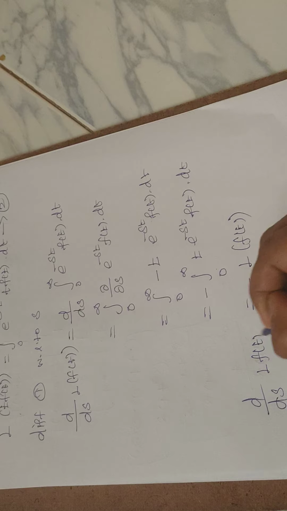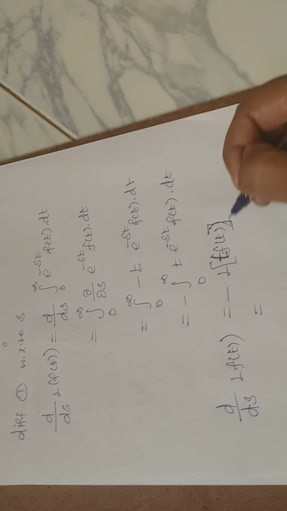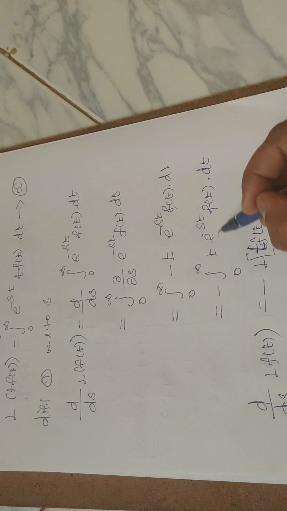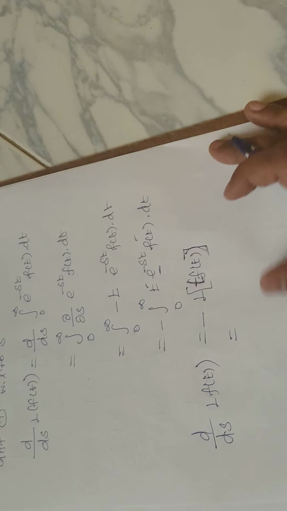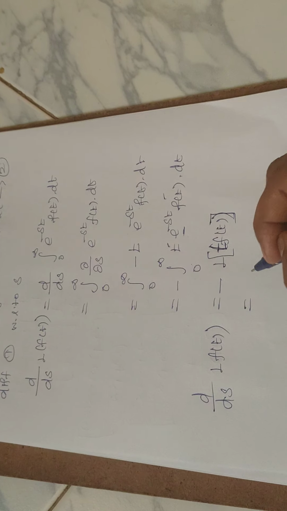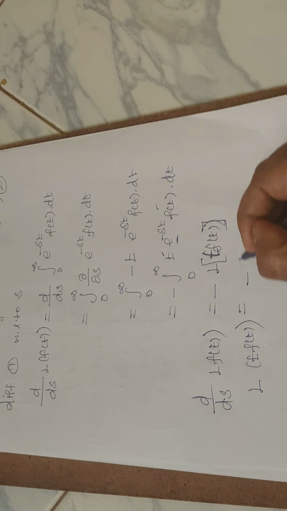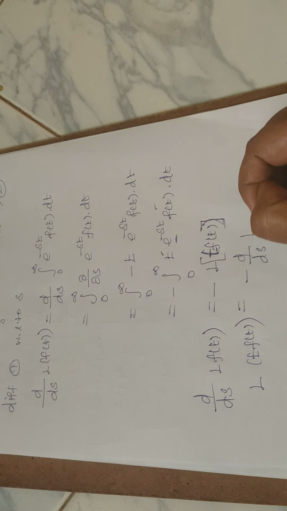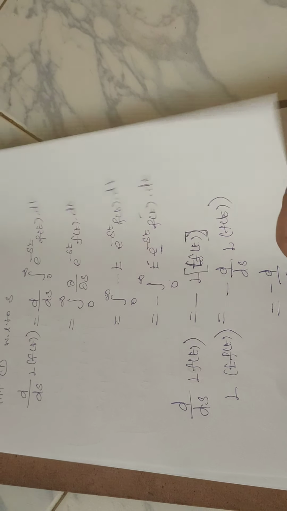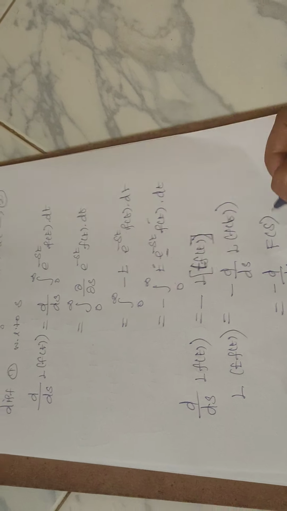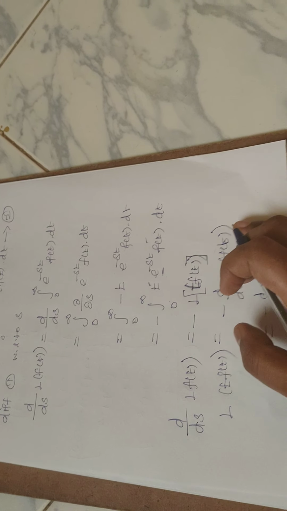Sorry, here it is L of t into f of t, because you have e power minus st t f of t, so t into f of t is nothing but d by ds of this one. Transposing the minus to this side, you will get L of t into f of t equals minus d by ds of L of f of t, or you can write minus d by ds of f of s. Okay, so this is the result for t into any function f of t.